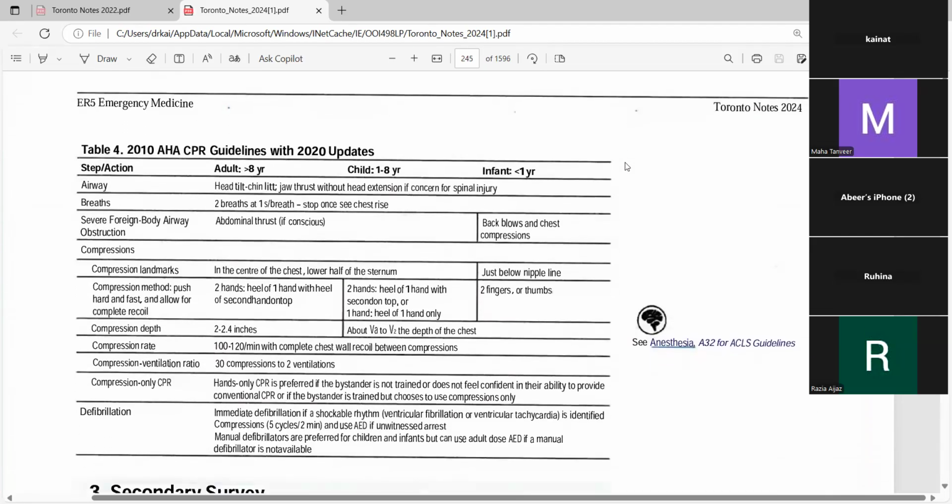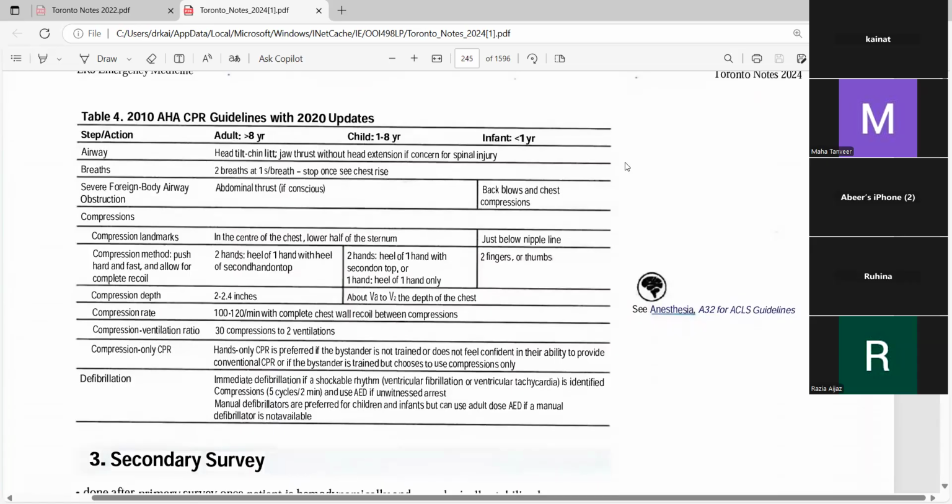Then this one here, AHA, is basically checking for the steps for adult, child from 1 to 8 years, and infant less than 1 year. So the steps are basically airway, breathing, foreign body, compression, how much and how you are going to do it. For adults and children more than 1 year, you do the head tilt, chin lift, jaw thrust. So we do the same for everyone. For the breath, 2 breaths at 1 second per breath. So once you see the chest rise, you have to stop. Then the foreign body abdominal thrust, and in the infant less than that, you do the chest compression.